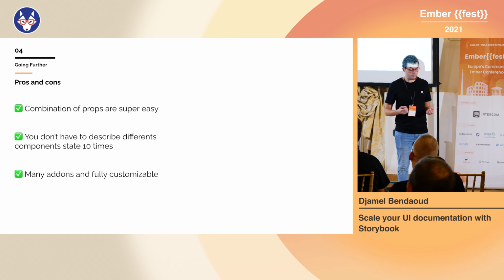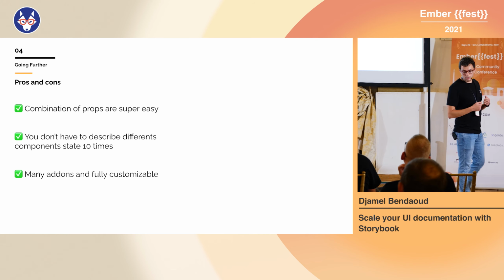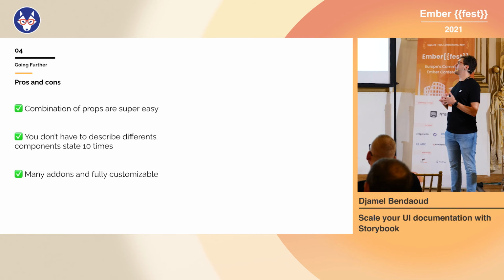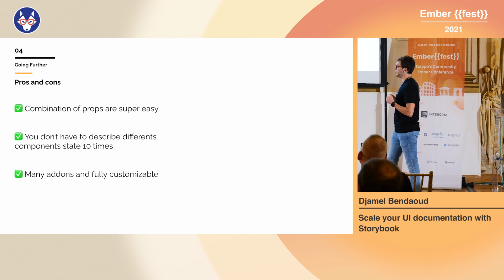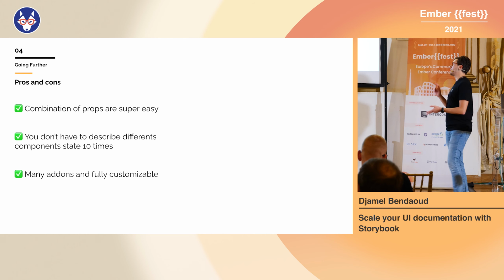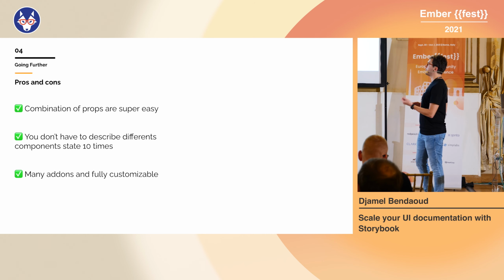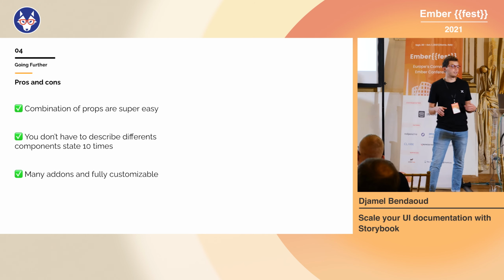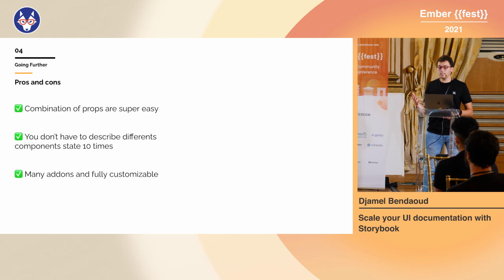If we look at the pros and cons of Storybook, as we've seen, the combination of props is super easy. You don't have to describe component states many times. For example, if you want to have each state for a button, you would have to describe a disabled state, a hover state, an active state. In that case, you just play with parameters. You can directly click. That's very convenient. And there are many add-ons, and it's fully customizable.